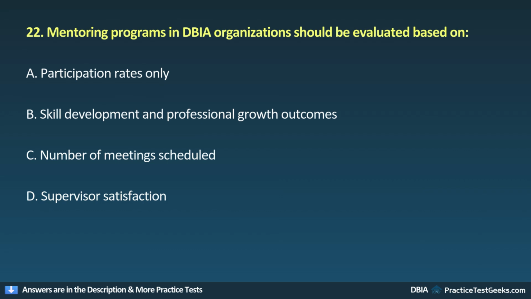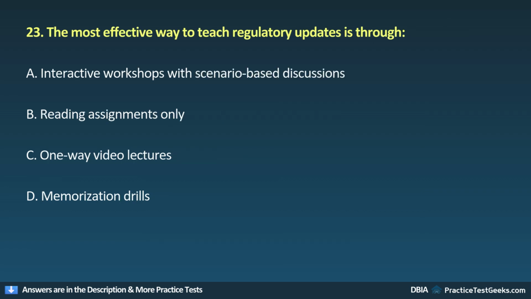22. Mentoring programs in DBIA organizations should be evaluated based on A. Participation rates only. B. Skill development and professional growth outcomes. C. Number of meetings scheduled. D. Supervisor satisfaction.